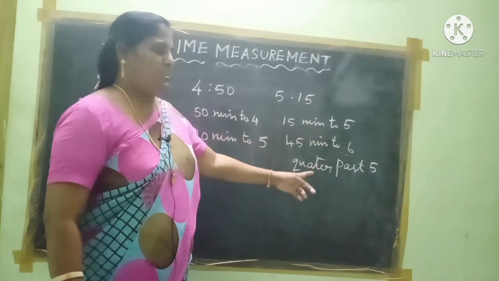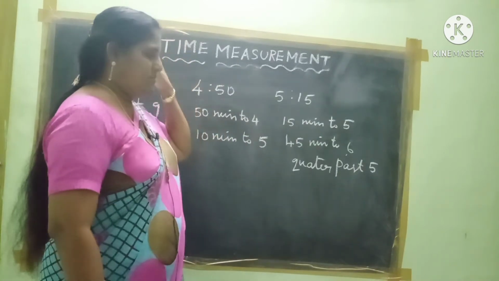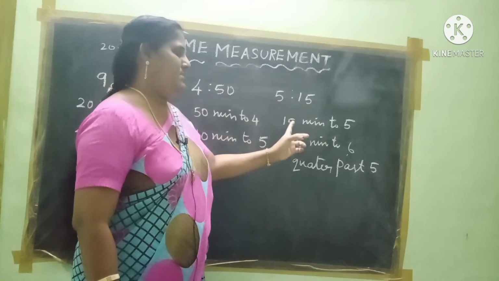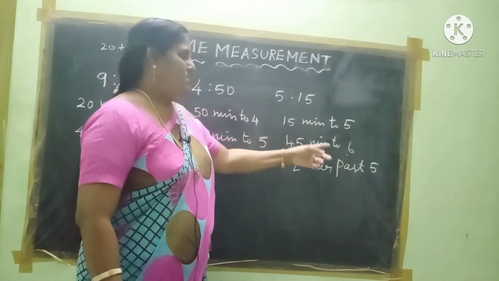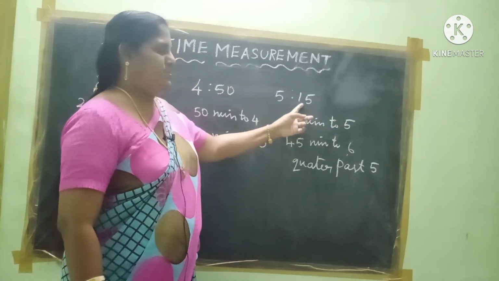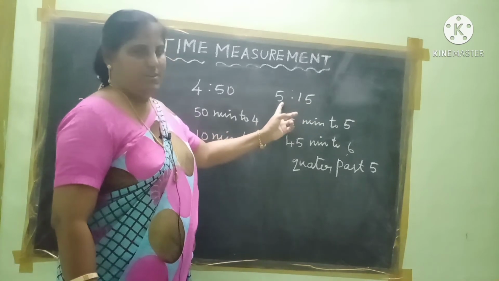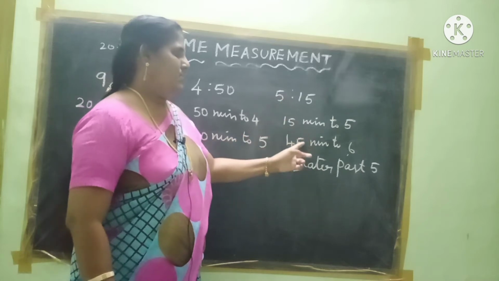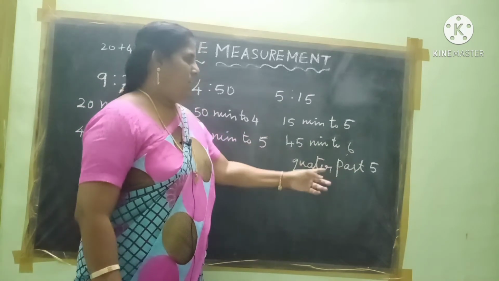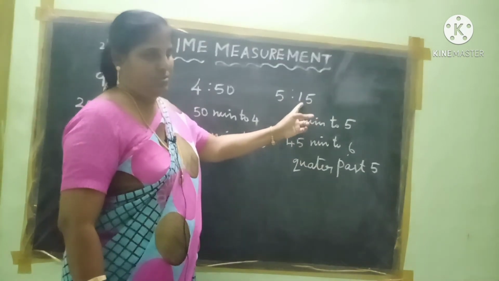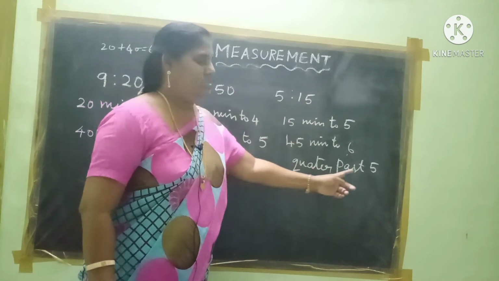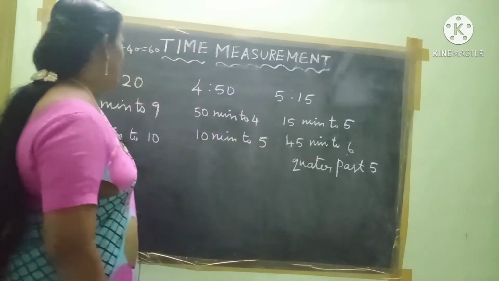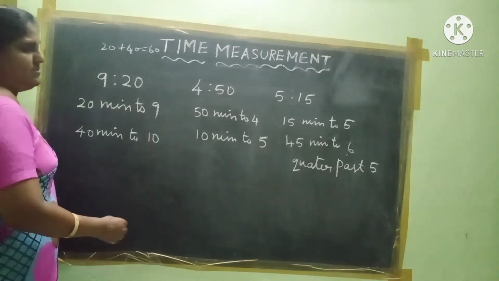So there are 3 methods. Simple method is 5:15. Otherwise, 15 minutes past 5. Other one, the next hour. If it is going to be 6, what is the next hour? 6 hours. So 45 minutes to 6. Otherwise, 15 minutes is called a quarter past 5. Quarter past 5.